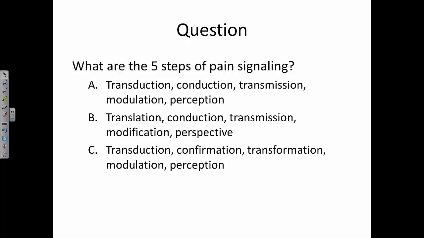So I'm liking A, but let's look at B. Well, the first 4 words look familiar, but perspective, well, I understand what perspective is. I don't think that's one of the words we use in talking about pain. And in C, confirmation, I don't think that's one either. So I'm going to have to go with A. Let's see if you're right. And it looks like you are. So answer A. These are the 5 steps of the pain signaling process.